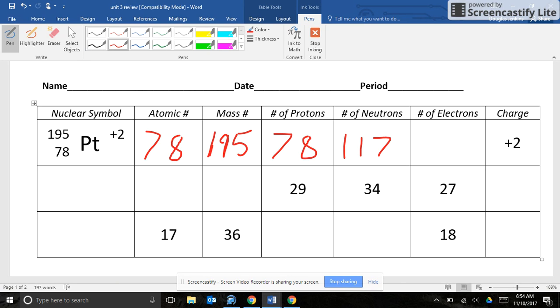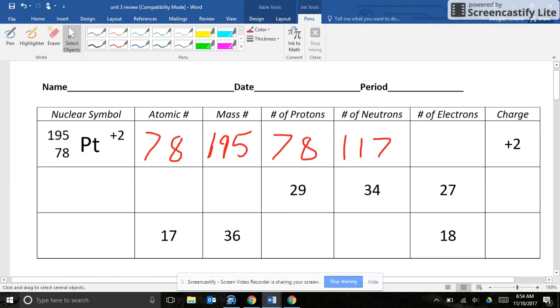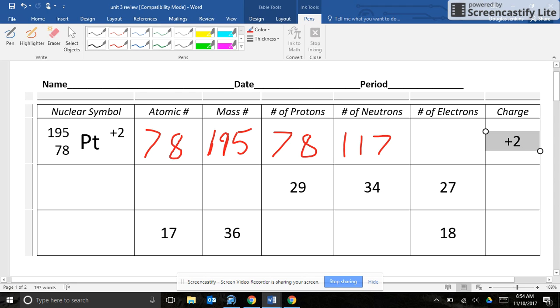Now, electrons, there's another equation for electrons, but I like to just see this in my head. I know that the charge of the atom is caused by the number of protons compared to the number of electrons. If there's a positive charge, that means you have more protons. And if there's a negative charge, that means you have more electrons. And since there's a +2 charge right here, that means I have 2 more protons than electrons. I have 78 protons, so I must have 76 electrons.